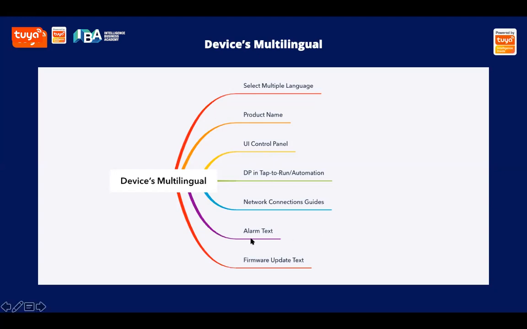And the alarm text is used when you set the alarm notification of your device; we can set different languages for the text. And the last one is for the firmware update. When you have a new firmware of a device, you can set different languages for it.